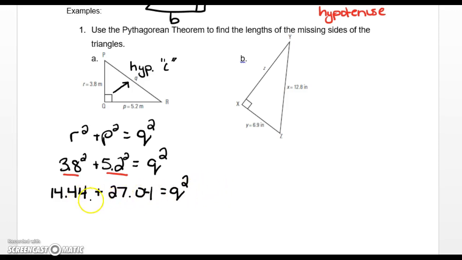Then we're going to add both of our terms here. So we're going to add 14.44 and 27.04. When you put them into your calculator, we should get 41.48 is equal to Q squared.